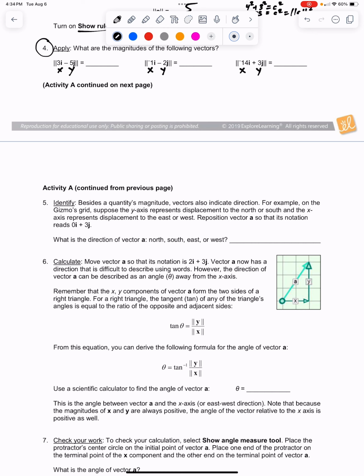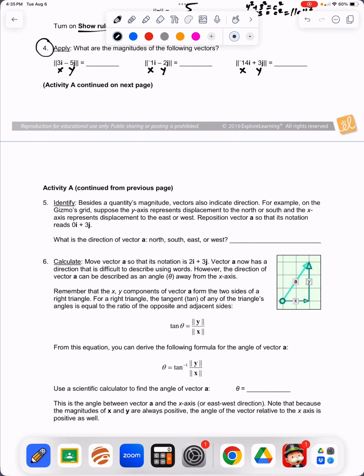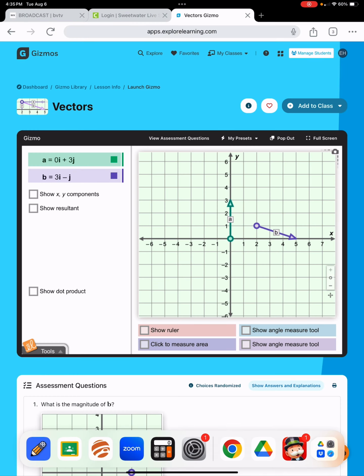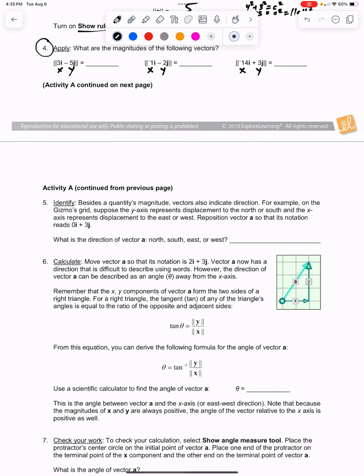Number 5. Besides a quantity's magnitude, a vector also indicates direction. For example, on the Gizmo grid, suppose the y-axis represents displacement to the north or south, and the x-axis represents displacement to the east or west. Reposition vector A so that its notation reads 0i plus 3j. Just like that. What is the direction of the vector: north, south, east, or west? Well, it's pointing up, and up on a map would be north.